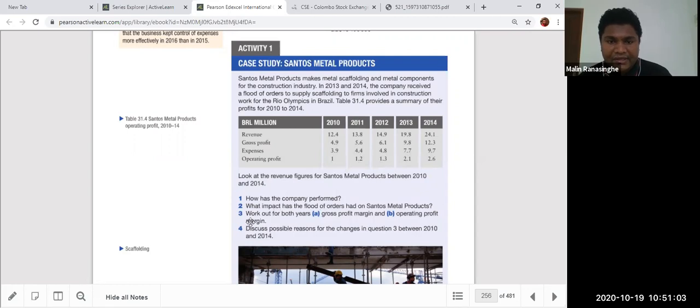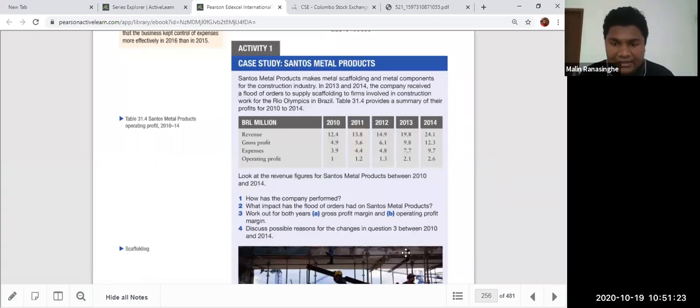So they're asking 4 questions. How has the company performed? What impact has the flood of orders had on the metal products? What is the impact of that big order? And work out both years' gross profit margin and operating profit margin, and discuss the possible reasons for the changes in question 3 between 10 and 14.